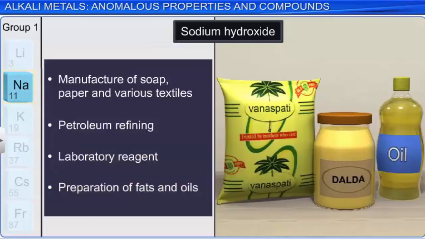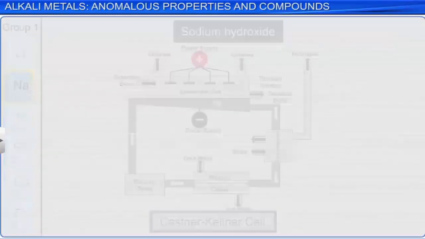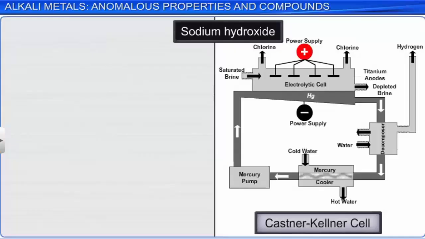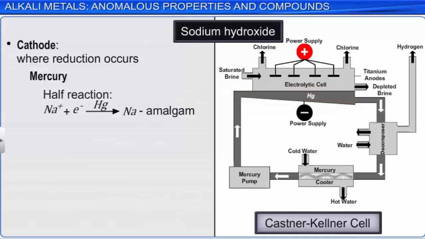Sodium hydroxide can be prepared by the electrolysis of brine solutions, that is, sodium chloride solutions, in the Kastner-Keller cell. A schematic diagram of this electrolytic cell is shown here. Recall that the cathode is where reduction occurs in an electrochemical cell. In the Kastner-Keller cell, mercury functions as the cathode. In the reduction half reaction, sodium ions combine with an electron to form a sodium-mercury amalgam.